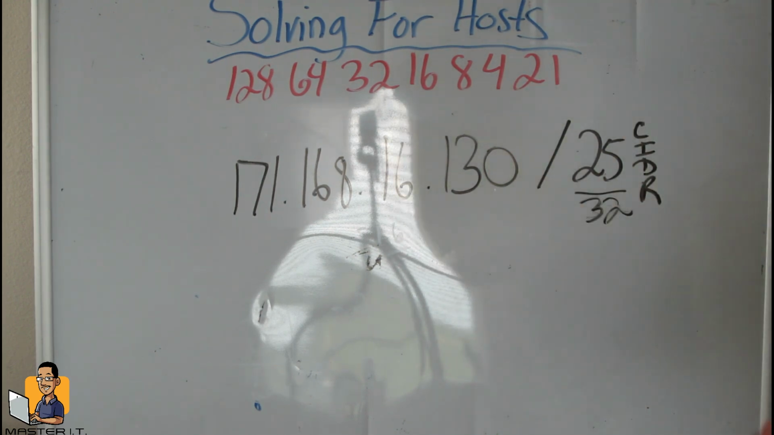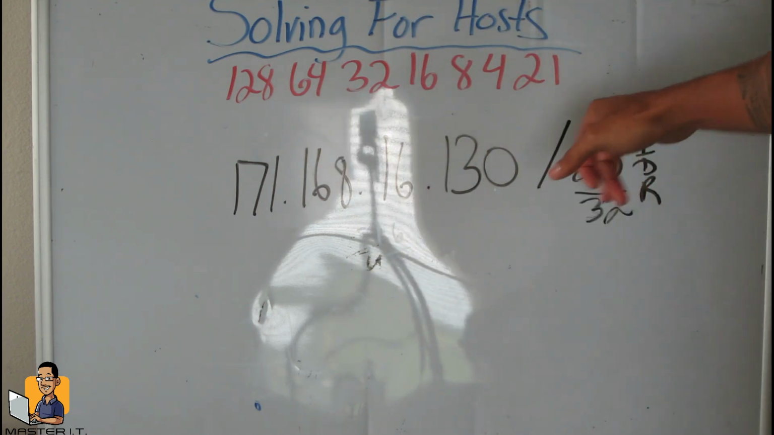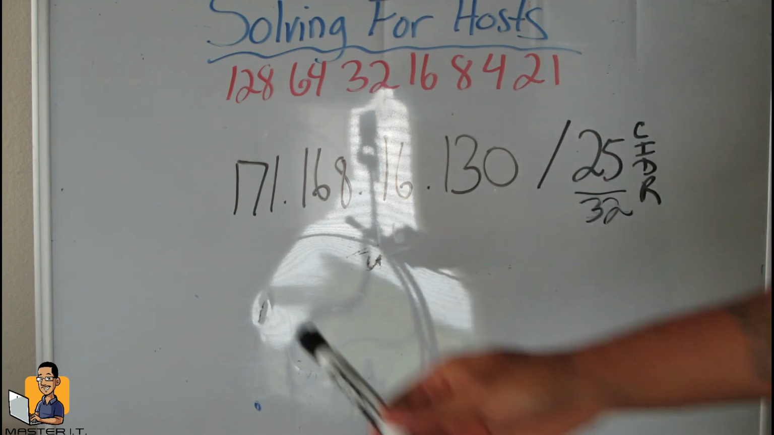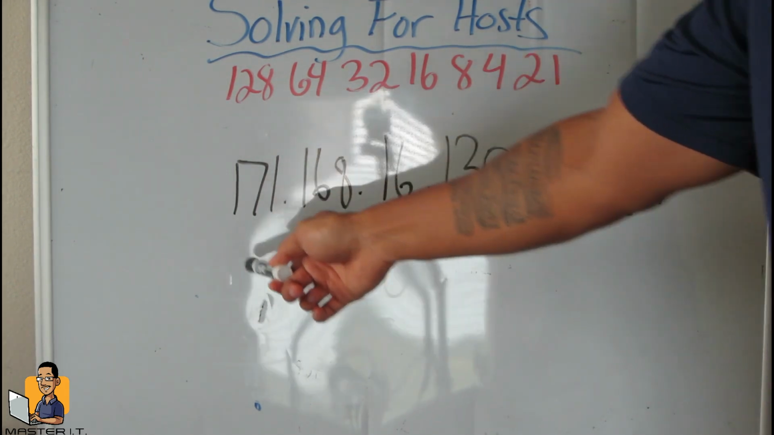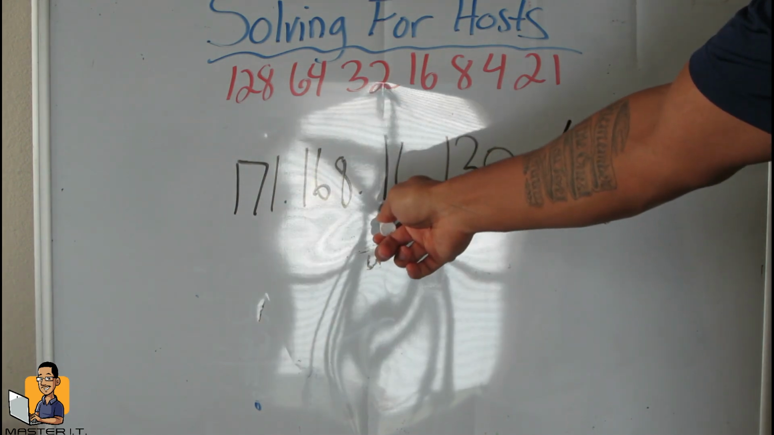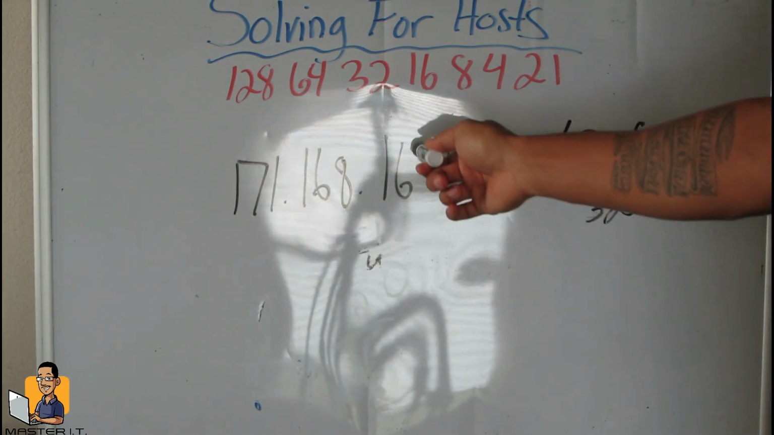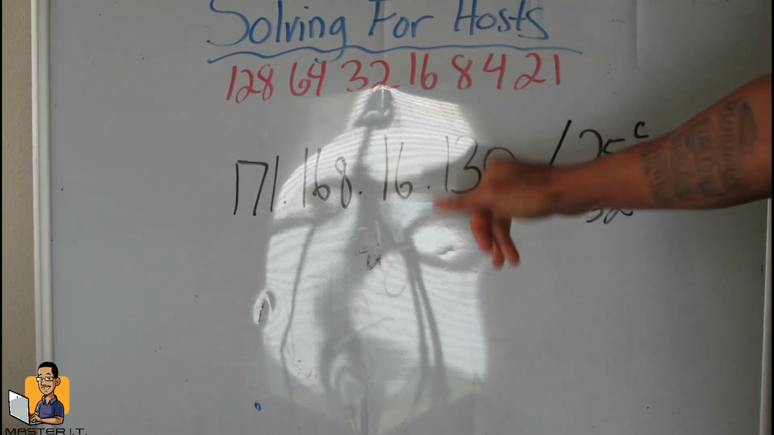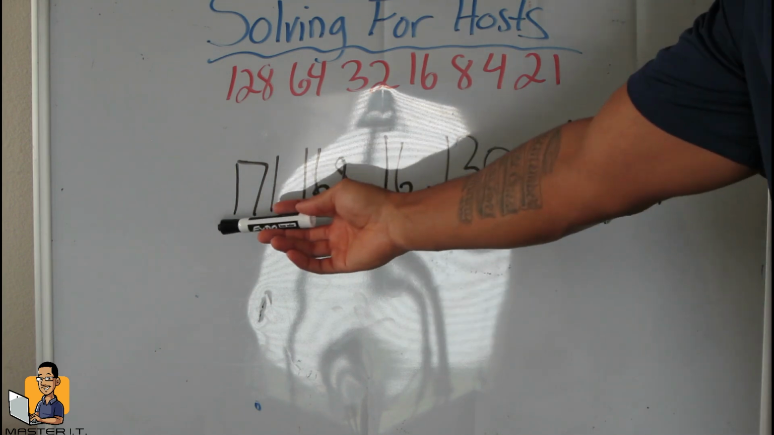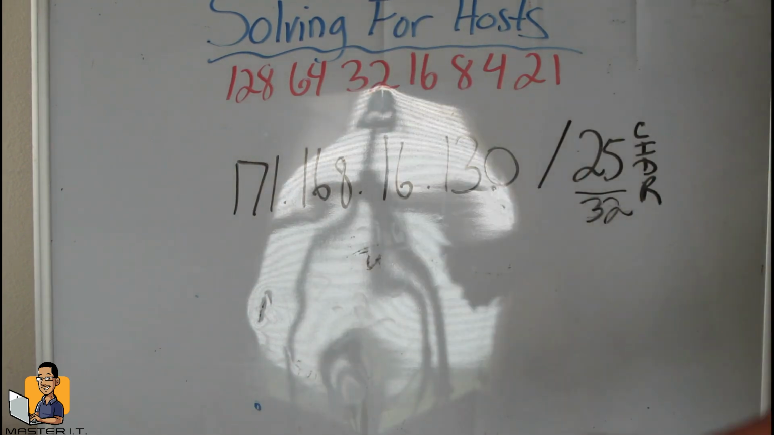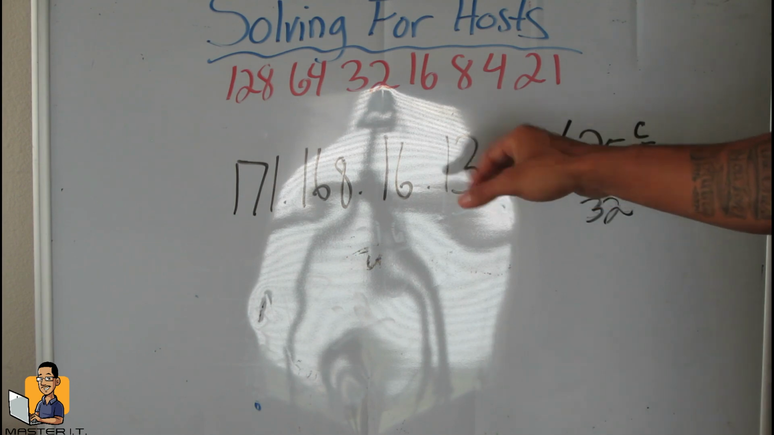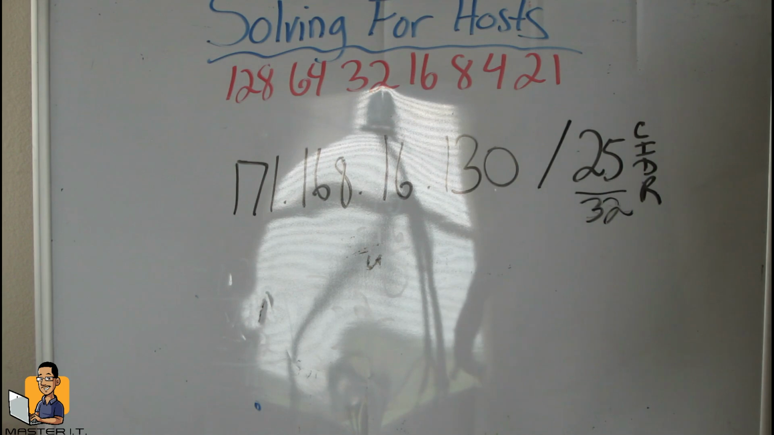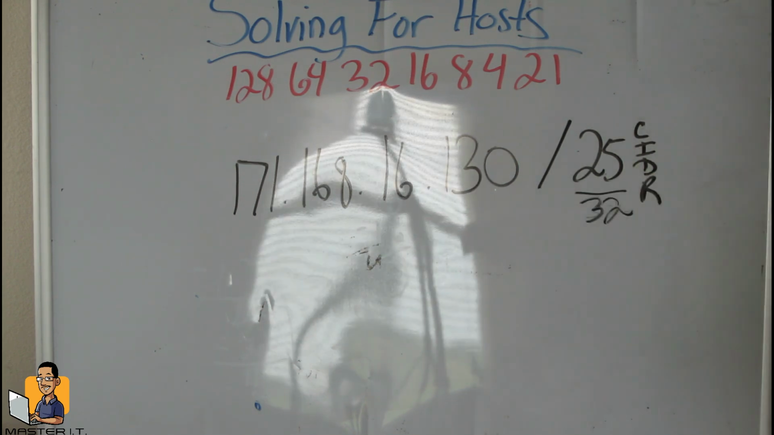How do I know we're in the last octet? Remember, 25 of the bits are already taken. So that means 8, 16, 24, 25. If it's 24 or more, we know we're working inside of the last octet, because in the first three octets you can only fit 24 bits. So if it's 24 or higher, it has to be in the last octet. So it's the 25th bit, and we just go into the last octet.